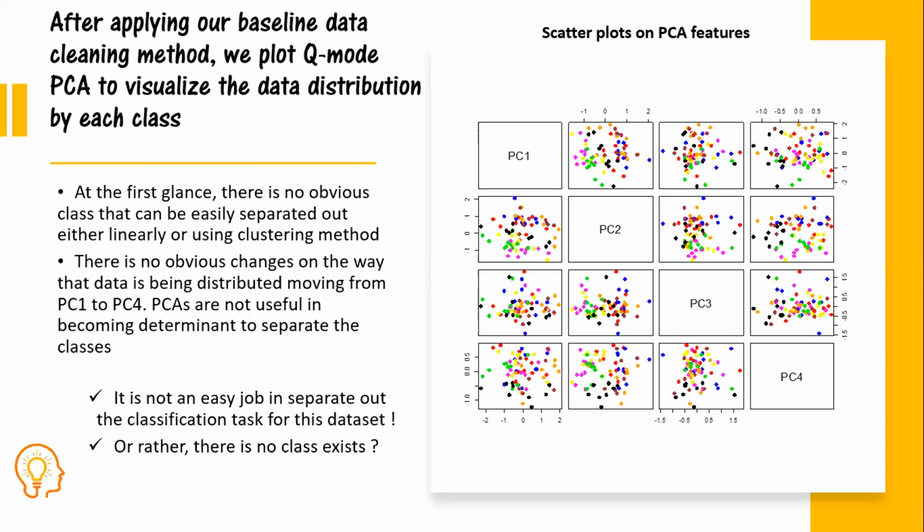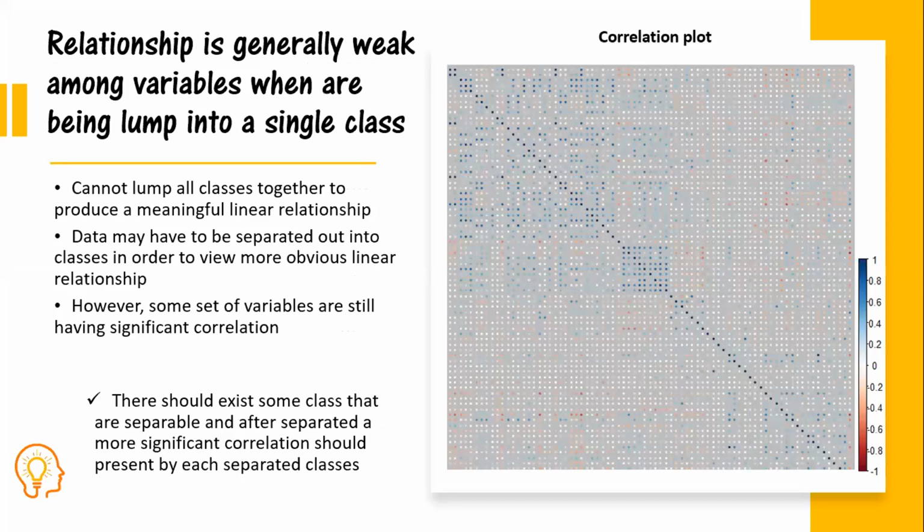So next. We suspect that maybe everything can be represented in one class, that no classes even exist. So that's why we try to plot a correlation plot. Don't be overwhelmed by this. Our data has too many variables and we just want to lump everything together. And as you can see, generally the color is light, which means that there is no obvious correlation between the variables.